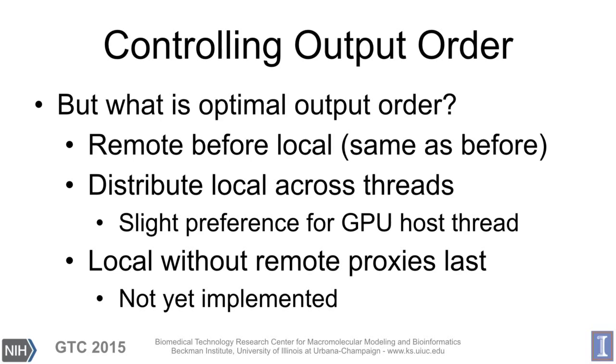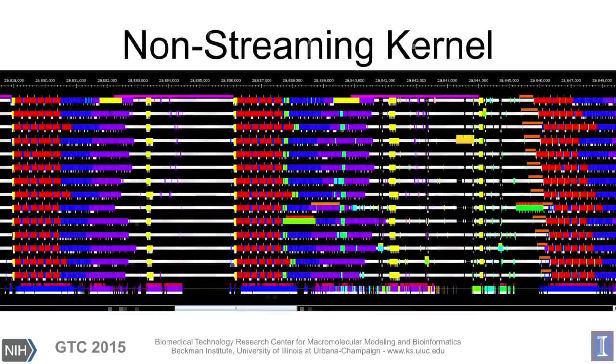The next question is, what order do we actually want stuff out in? Well, we want, as I said, remote results before local. We want to distribute the local work across threads so that when we get the local work out, we can process it and it's evenly distributed where that work goes, with a slight preference for the GPU. And the final thing that we realized is if you don't even have to send new positions off nodes, you're even lower priority, but that's not been implemented yet.